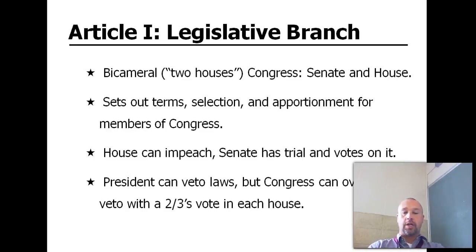Article 1 established our legislative branch, and it's bicameral. We have two houses of Congress. We have our Senate and the House of Representatives, and together they make up our Congress. The Constitution sets out the term limits. If you're in the House of Reps, you serve for 2 years. Senate, it's 6 years. The way that the states divide up the membership in the House of Representatives is determined by the legislative branch in this article. When we talked about impeachment, it's the House of Representatives that can impeach somebody, and the Senate conducts the trial and votes on it, and also the veto power, which we talked about.